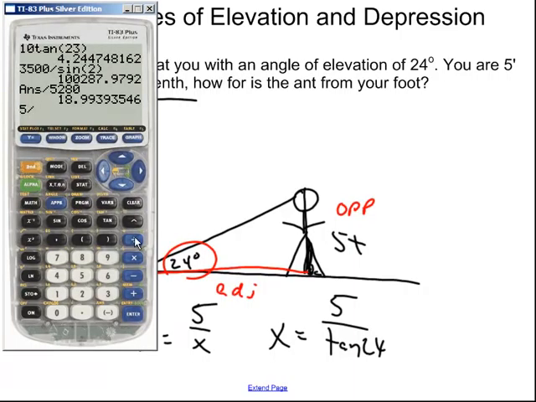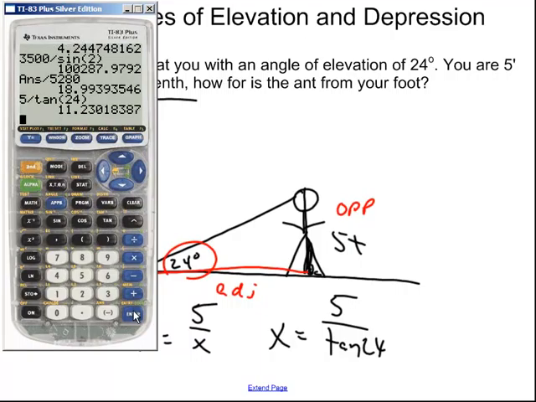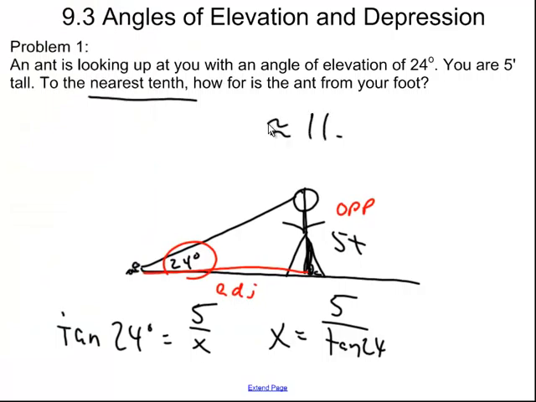5 divided by the tangent of 24 is about 11.23 feet. Rounded to the nearest tenth, that's 11.2, so I don't have to worry too much. The ant's still pretty far away. I may have to walk over there and squash him because it already looks kind of like I already did.